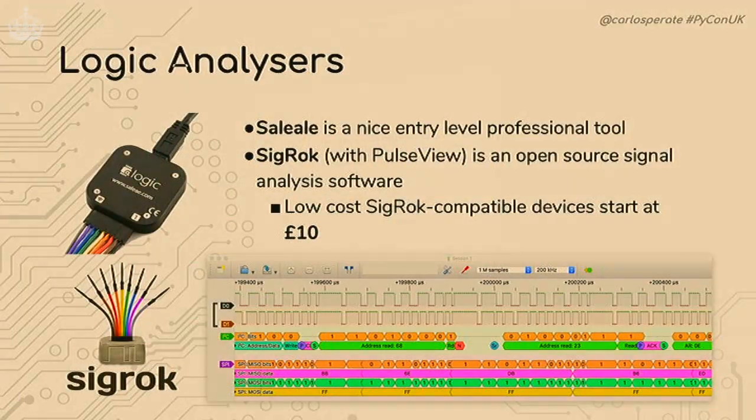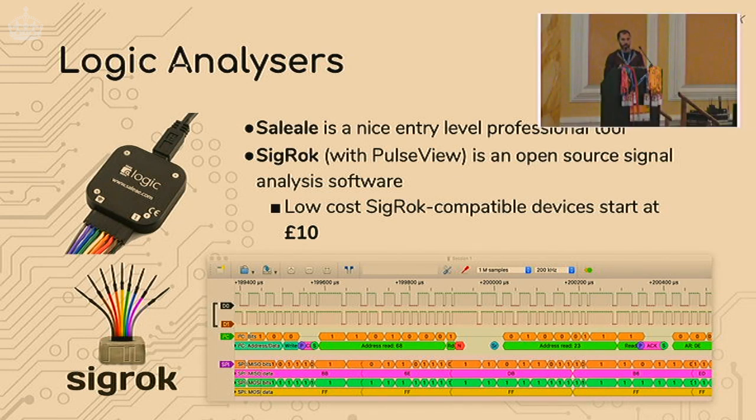Right, so logic analyzers. This is the kind of slide that a couple of years ago I really wouldn't put in a presentation like this, because the first example is what I would call cheap for professional use, but still expensive for hobbyists. The thing is, right now, thanks to the open source community, we have something like Sigrok, which is an open source signal analysis software. And with that, you can get compatible devices for as little as £10, which is just incredibly cheap.